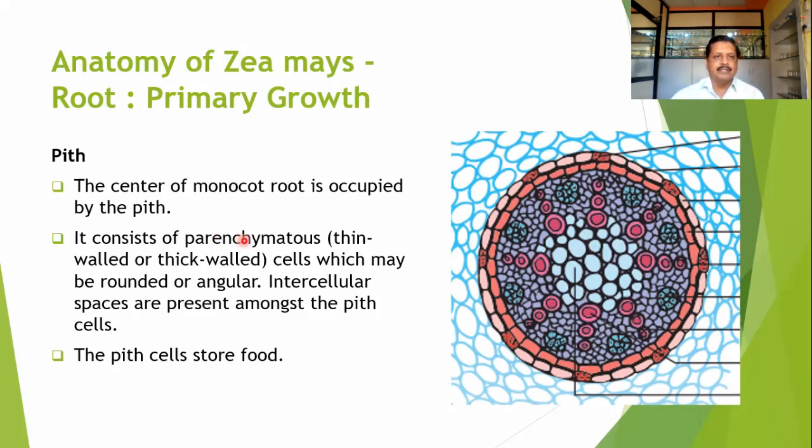The pith in the root is occupied at the center. It consists of parenchymatous cells. These parenchymatous cells are normally thin walled, but they may be thick walled, as shown here near the xylem elements. These are slightly thick walled. Intercellular spaces are present because the pith is the central portion, and intercellular spaces may be present when the parenchymatous cells are spherical in nature. These spaces are present amongst the pith cells, and the pith also helps in storing food material.